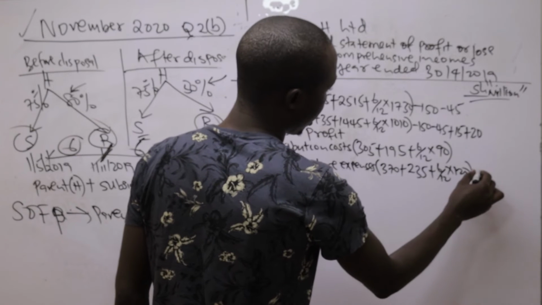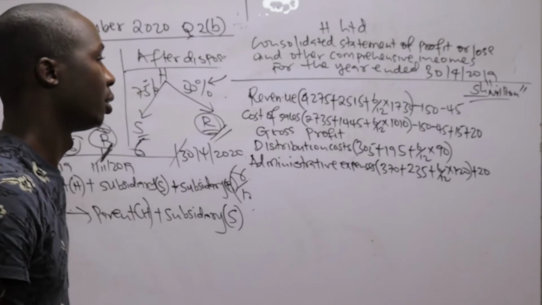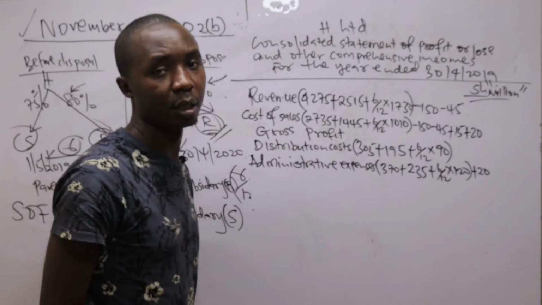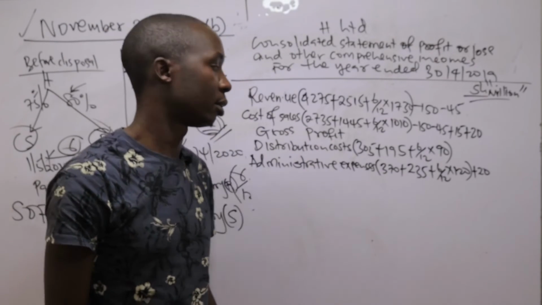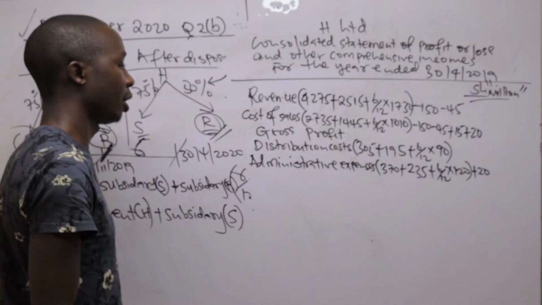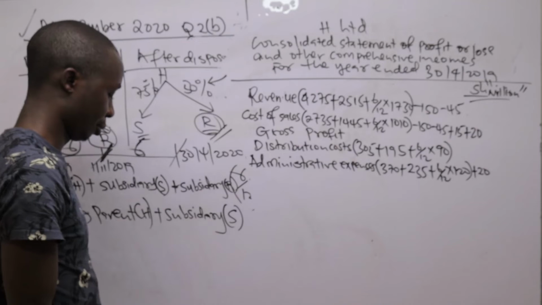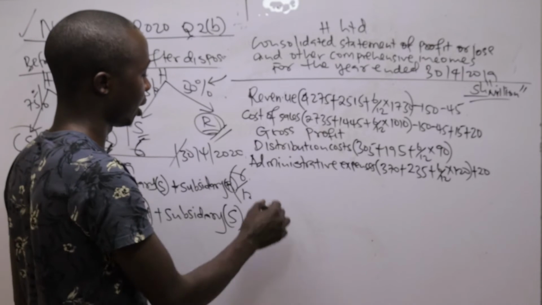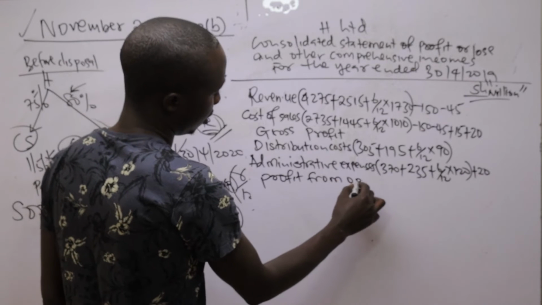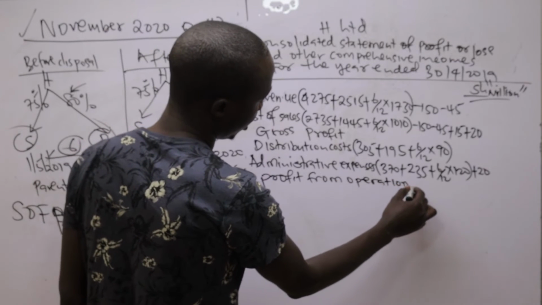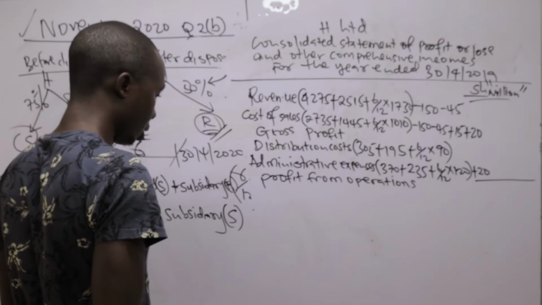Then I can decide to add my impairment here. The impairment of 20, that is 400 times the 5%. The impairment can be classified under admin, or I record it separately. Either way, you cannot be penalized for doing that. So that we get the profit from operations. That is what I will get when I am doing my computation.